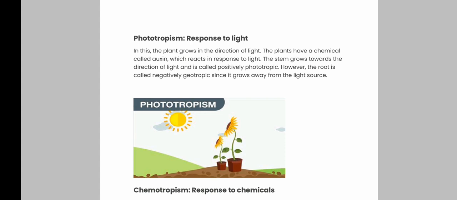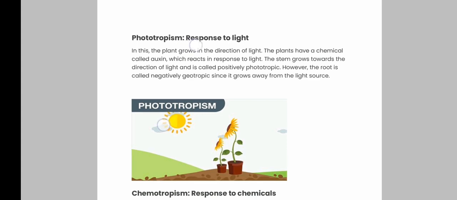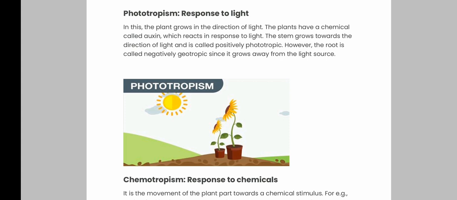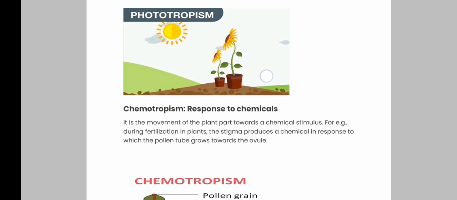The plant has a chemical, a hormone known as auxin, which reacts in response to sunlight. You can see the stem is growing towards the direction of the sunlight and it is known as positively phototropic, and the root is growing away from the sunlight, so it is called negatively phototropic, it grows away from the light source. Next comes the chemotropism.